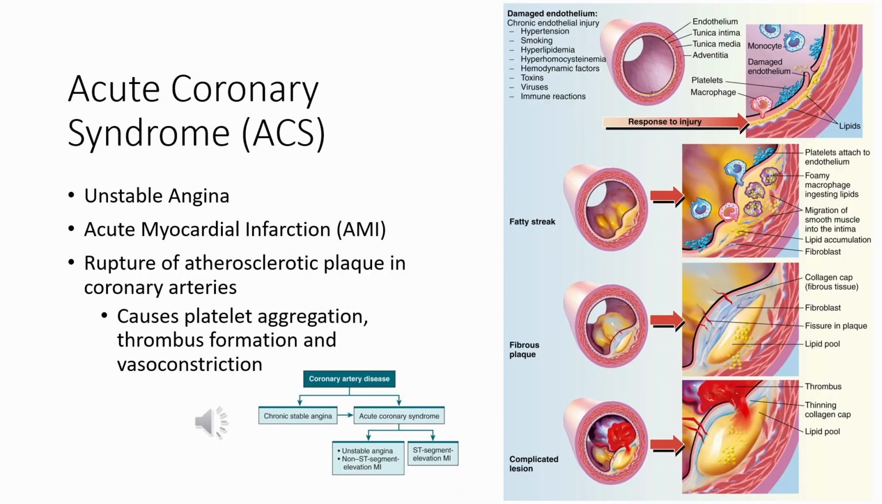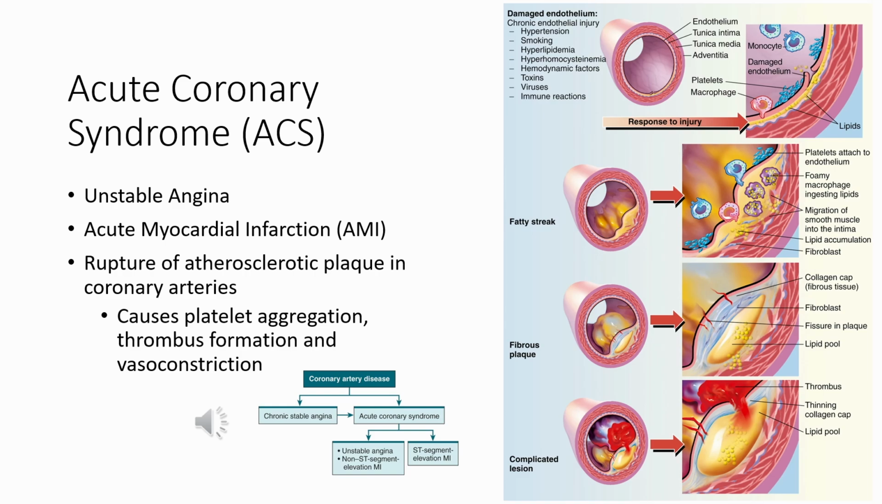All right, so now let's discuss acute coronary syndrome, which represents a spectrum of conditions that are caused by the sudden reduction of blood flow to the heart muscle. Acute coronary syndrome includes unstable angina and an acute myocardial infarction, which can either be an ST segment elevation myocardial infarction, which is known as a STEMI, or a non-ST segment elevation myocardial infarction known as an NSTEMI or non-STEMI. So the underlying cause of acute coronary syndrome is usually the rupture of an atherosclerotic plaque in the coronary arteries.